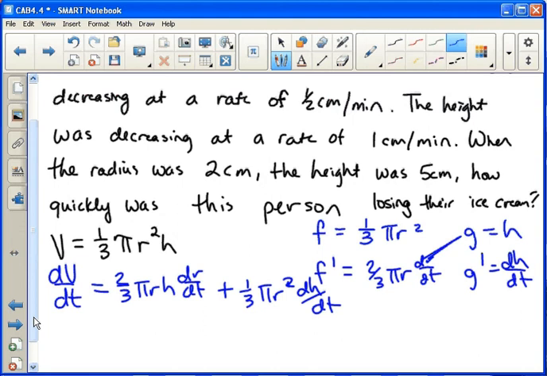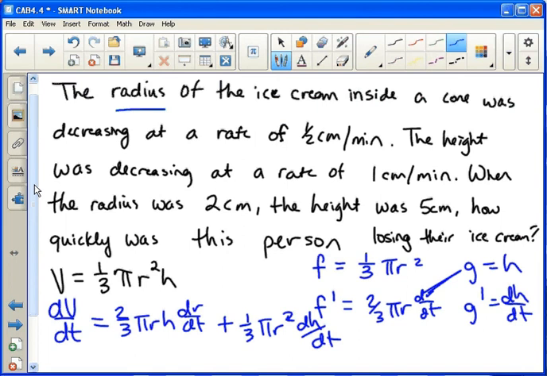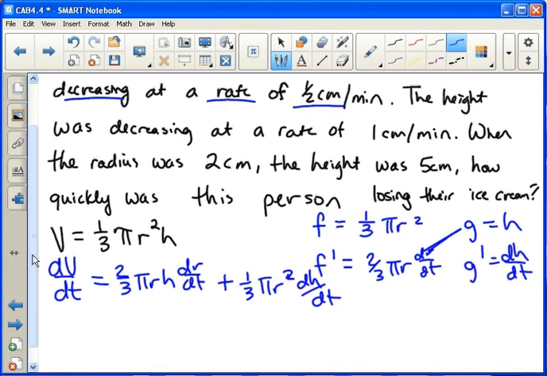Okay, so now let's start filling this in. If we go back up here and look, it says the radius was decreasing at a rate of half a centimeter per minute. So I know that's the dr dt because it's the rate of change for the radius. I also know I need to make it a negative because it says it's decreasing. So dr dt will be negative 1/2.